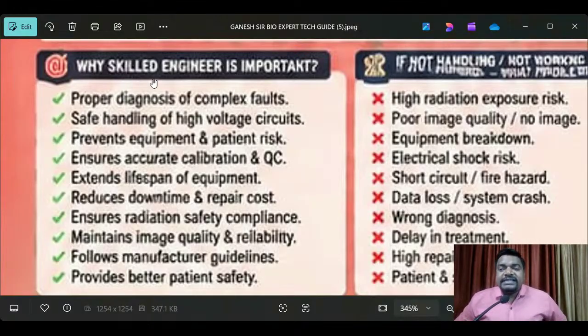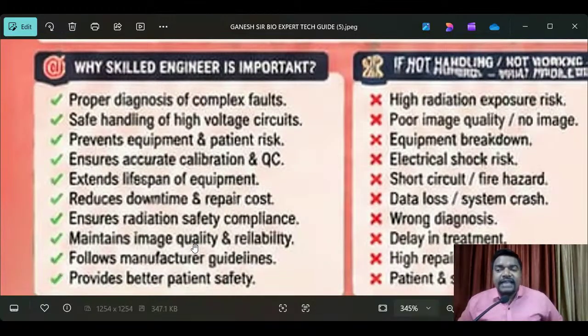Now come here. Why is a skilled engineer important? Very, very important. See here: proper diagnosis of complex faults and safe handling of high voltage circuits, preventing equipment and patient risk, ensuring accuracy, calibration and QC, extending the lifespan of equipment, reducing downtime and repair cost, ensuring radiation safety compliance, maintaining image quality and reliability, and following manufacturer guidelines, which provides better patient safety. Okay, these are the important things.